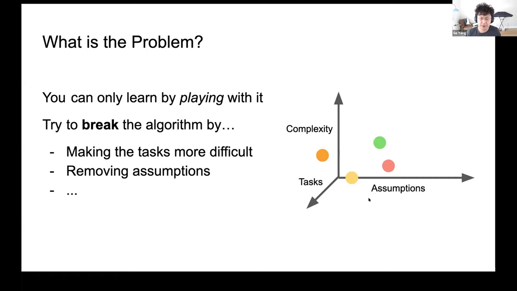And then there's a third axis of increasing complexity. For example, when robots do pick and place, picking up a block and placing it somewhere else, it's very easy to increase the complexity to go from one block to two blocks to three blocks, and then you quickly realize that your method doesn't work.